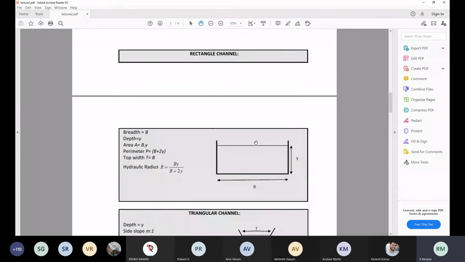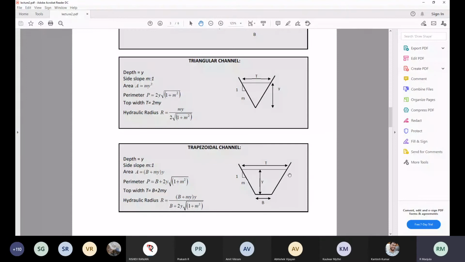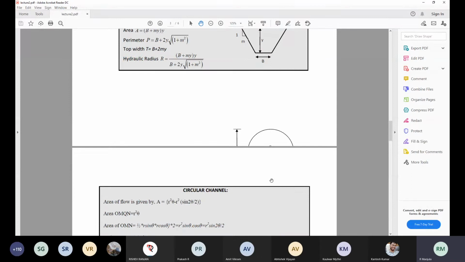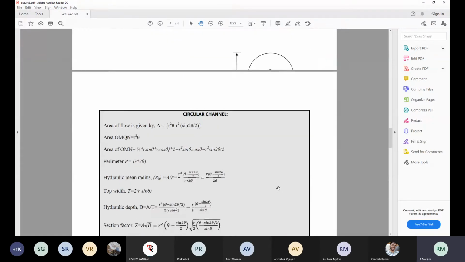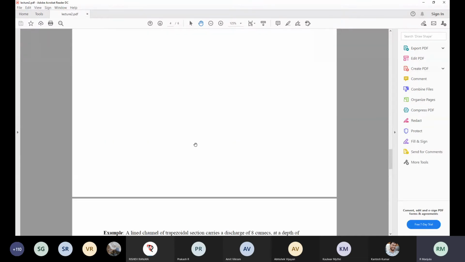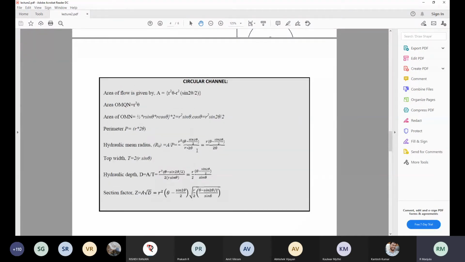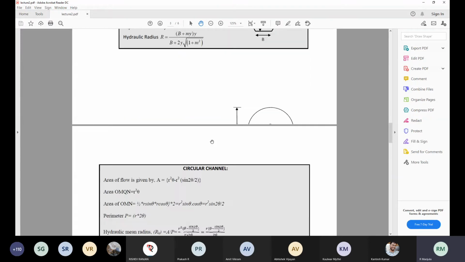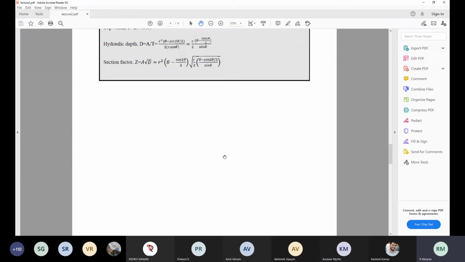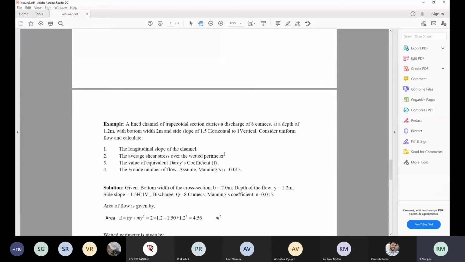So normally we use rectangular, and for most channels, if it is an artificial channel or lined channel, we normally prefer trapezoidal channels. Then next we go for circular channels. Maybe we will see circular channels separately, because I need to show you some values. Circular channels we will see in the next class, but we will complete the other three channels. Now you know the parameters for triangular, rectangular, and trapezoidal. Now let us see one problem.